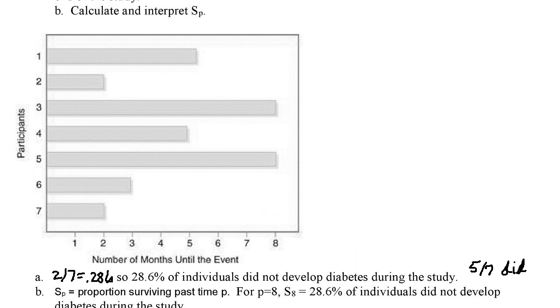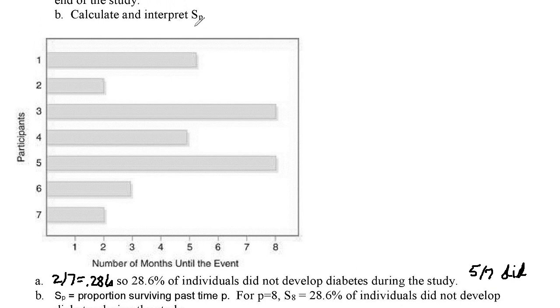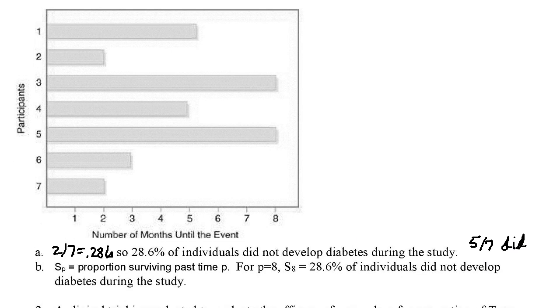For part B, they say calculate and interpret S sub P. What does S sub P mean? S sub P is the proportion surviving past time P. In our example here, P is 8. Surviving past time 8 means you didn't progress. So in this case, S sub 8 is 28.6% of the individuals did not progress or did not develop diabetes during the study. That's really an interpretation problem.